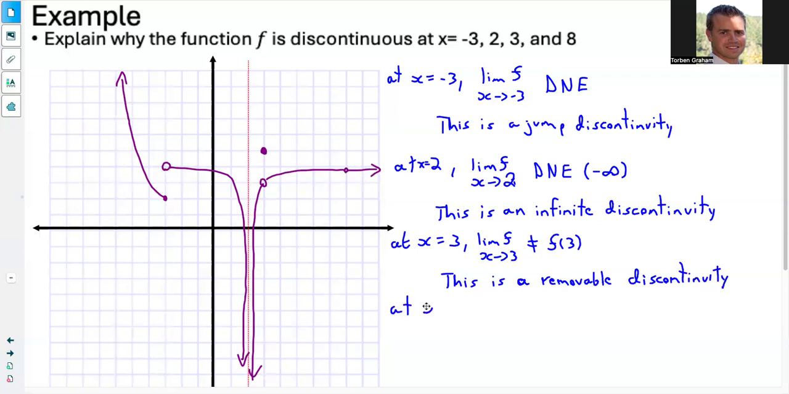And lastly, we've got x equals 8. For 8, we can see that as we approach from the left, or from our negative side, we get the same value as if we approach from our right or positive side. So our limit does exist. However, we can see that nowhere at 8 does our function exist. So we can say f of 8 does not exist. And that's the same type of discontinuity as this previous one.